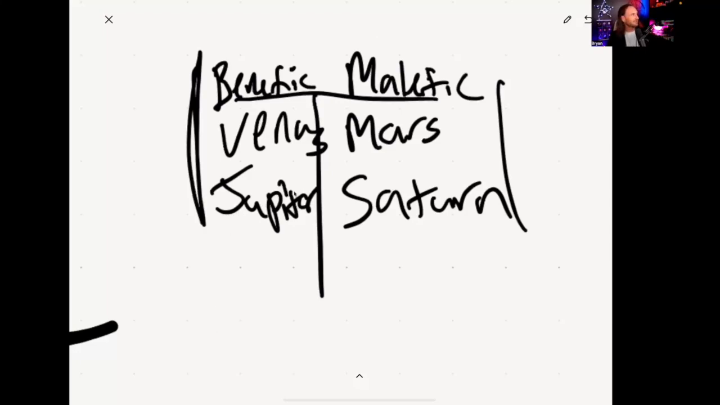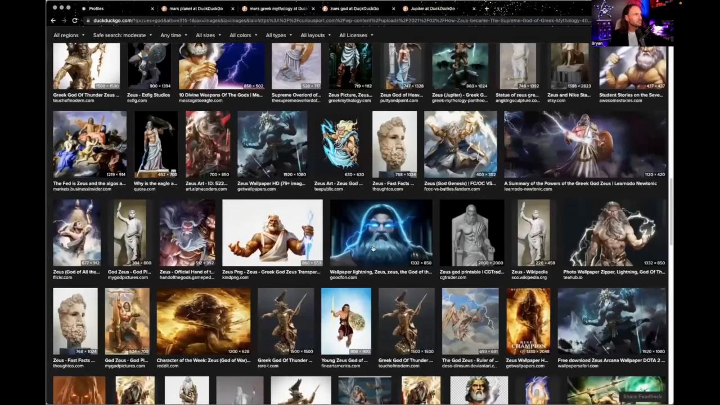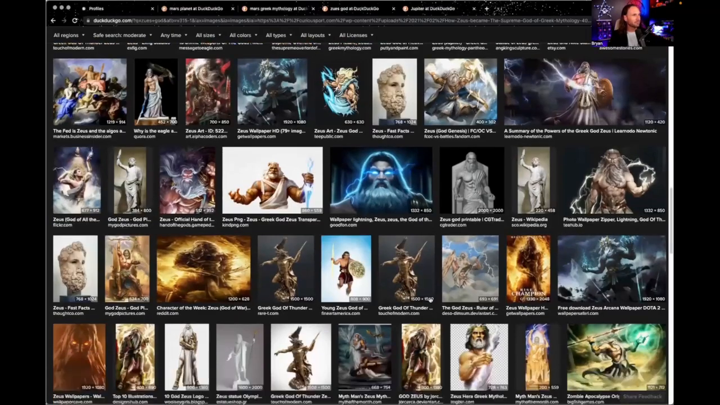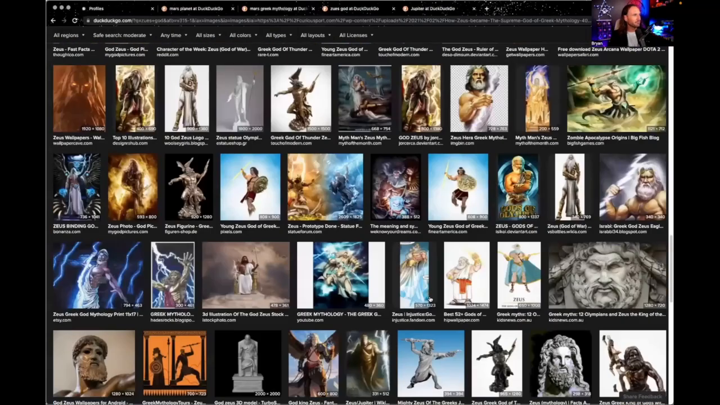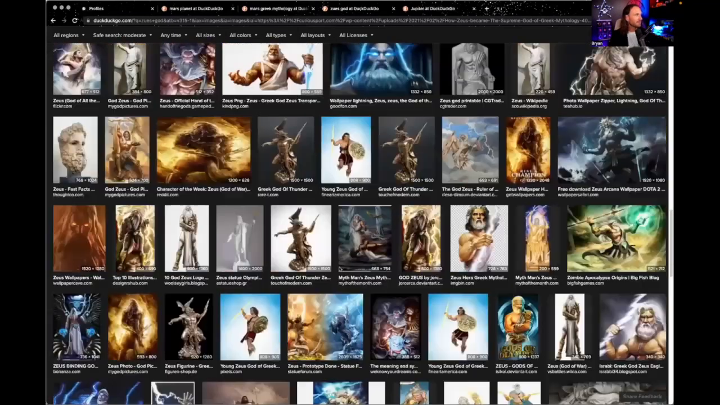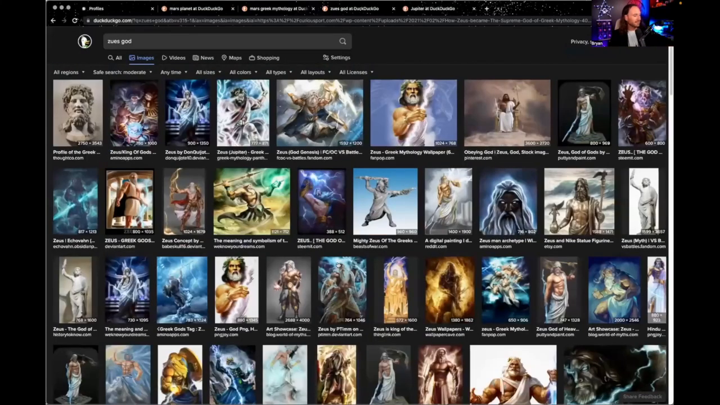Where are we going now? Oh yeah, back to Zeus. Zeus is wild. Can throw a lightning bolt. God of all the gods. But he did banish Kronos, his father, which is Saturn, which we're going to go into next, which is definitely a big deal.